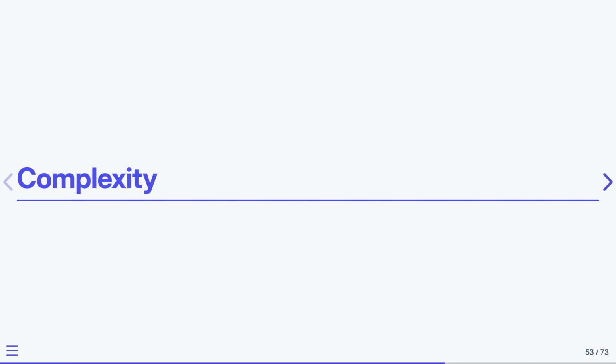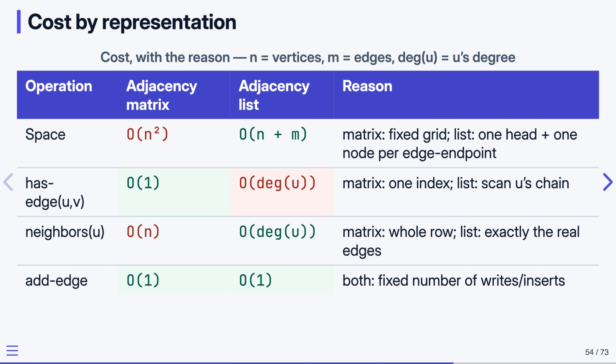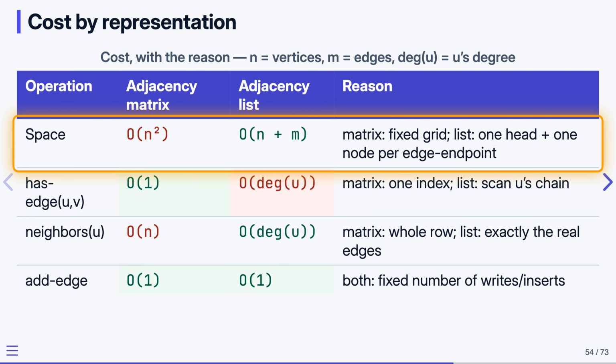Now let's put all the costs together in one table and see how the two representations trade off. This table gathers the costs with the reason for each. Remember, n is the number of vertices, m is the number of edges, and the degree of u is how many edges touch u.